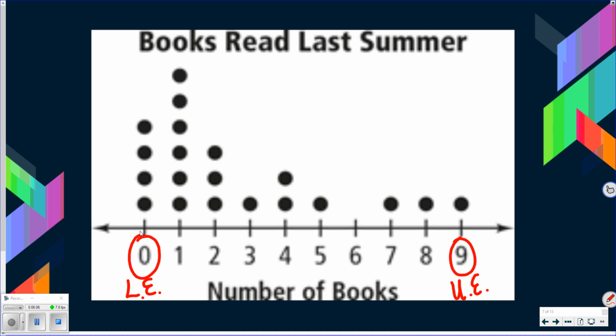And finally, where is the peak or mode? The peak or mode is at 1 because 1 has more dots than any other value.